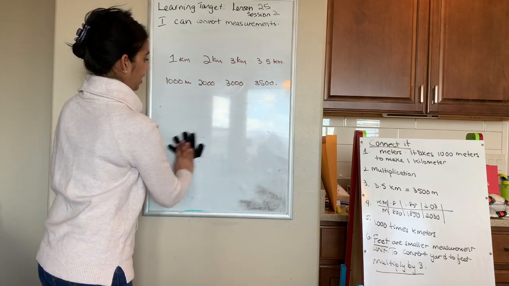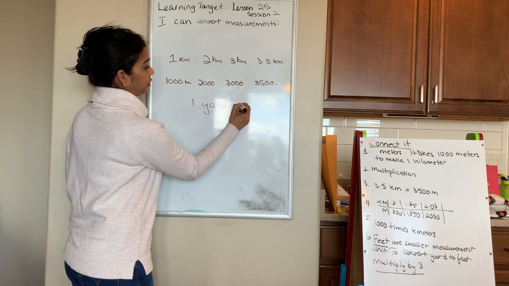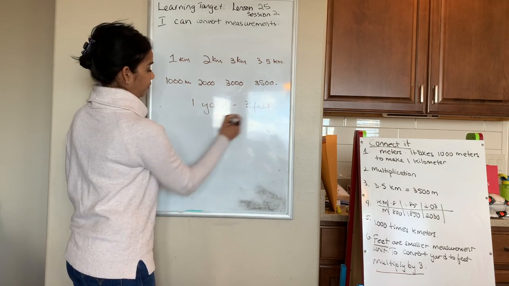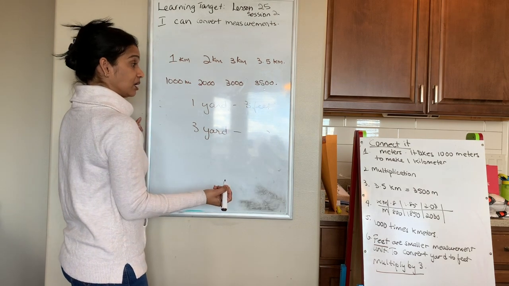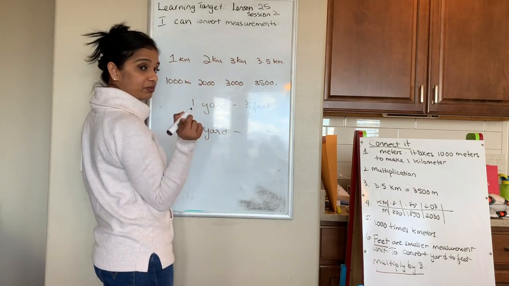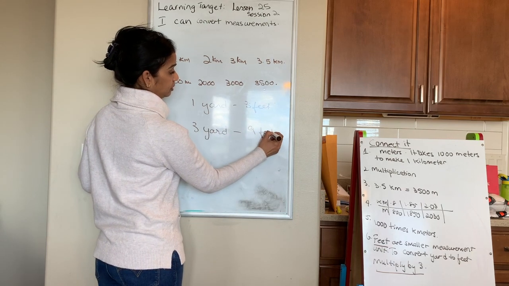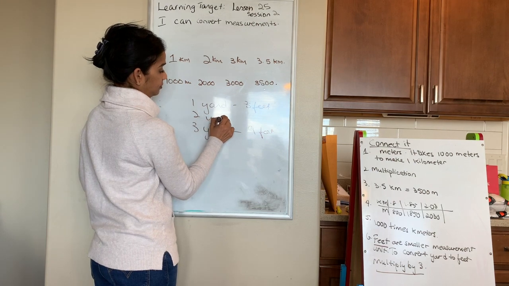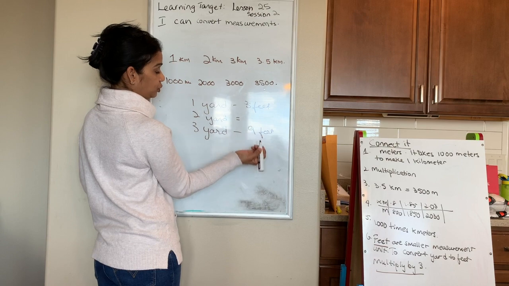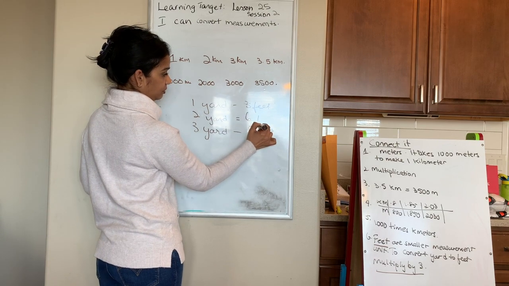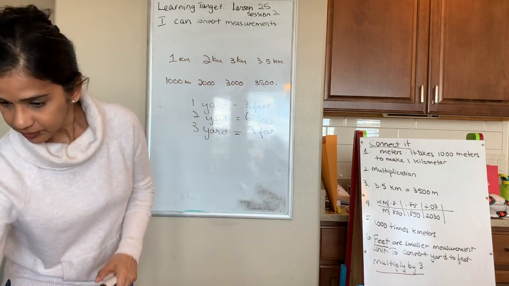So for example, if I had 1 yard, I know it's 3 feet. If I have 3 yards, how many feet would it be? Do I multiply or divide? I will need to multiply, right? Remember, multiplication is repeated addition. So 3 times 3, 9 feet. What about 2 yards? We can multiply or we can add. So 3 plus 3, 6, or 3 times 2, 6 feet. Okay, all right, let's move on.